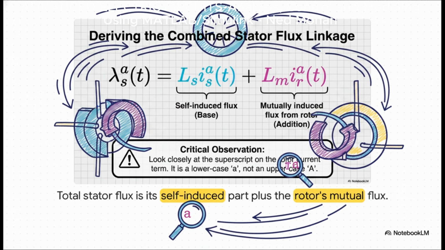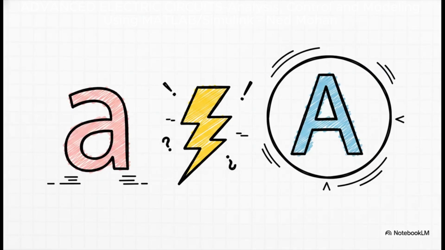But look very, very closely at the superscript on that rotor current term. And there it is. That rotor current has a lowercase a superscript, not the uppercase A we defined for the rotor's own frame. So what does that tell us? It tells us that, to calculate the total stator flux, the rotor's contribution must be described from the stator's stationary point of view. And that presents a major mathematical challenge.